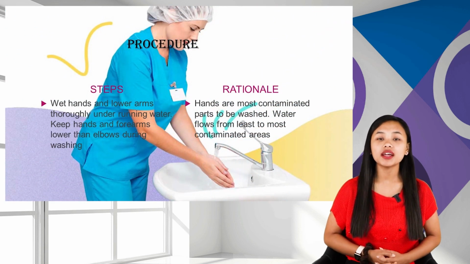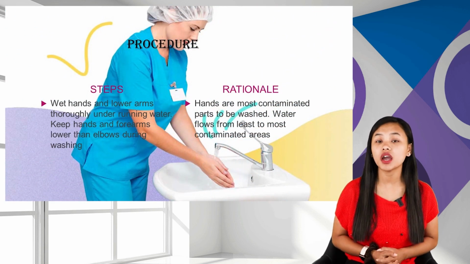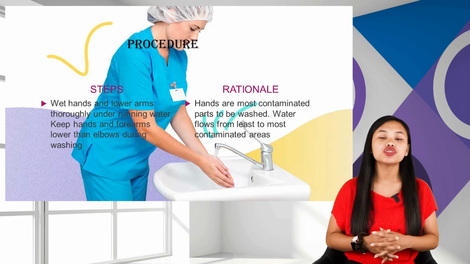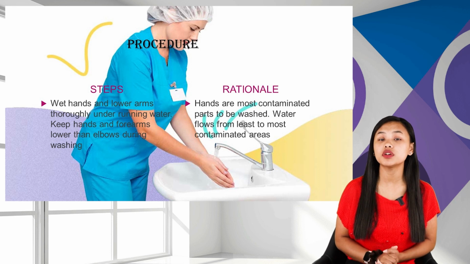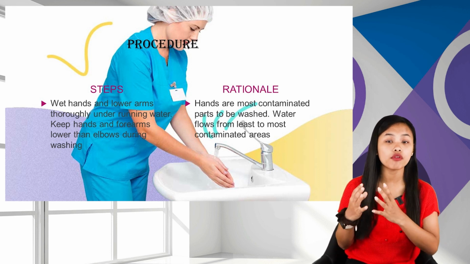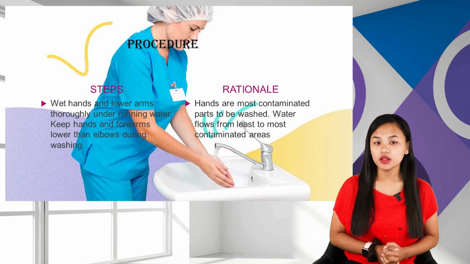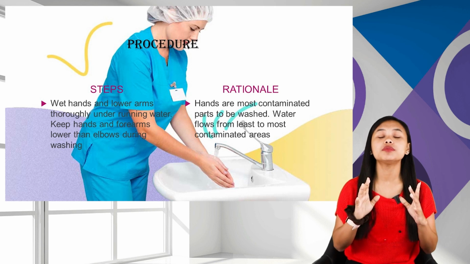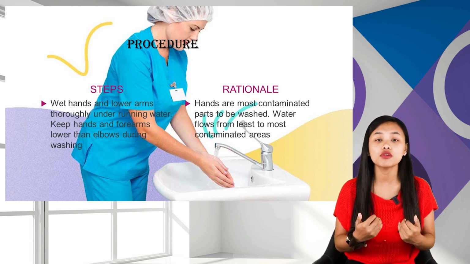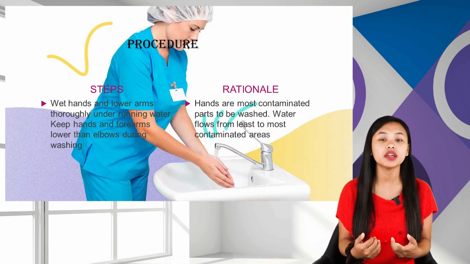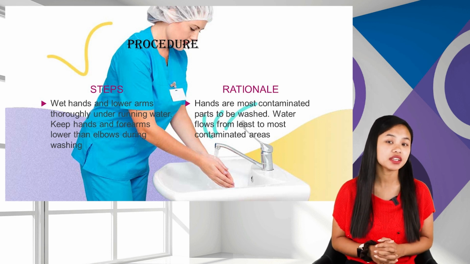You must wet your hands and your lower arms thoroughly under the running water. And you need to make sure that when you are performing this medical hand washing, you should always keep your hands and your forearms lower than your elbows, because here your hands will be the most contaminated area. So you must make sure that the water must flow from the least contaminated area to the more contaminated area.